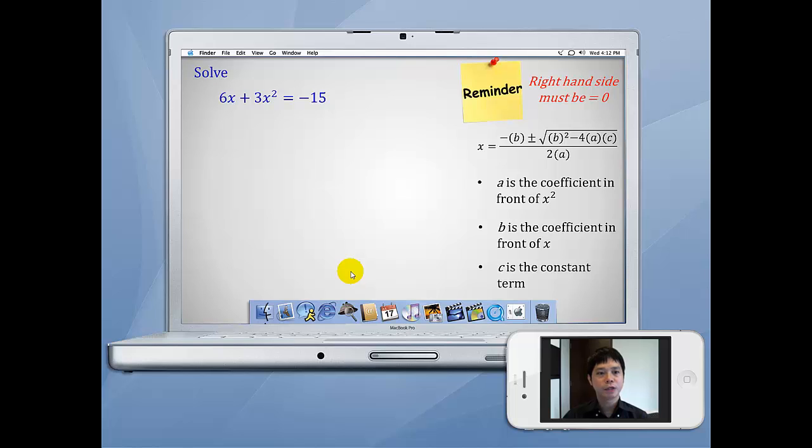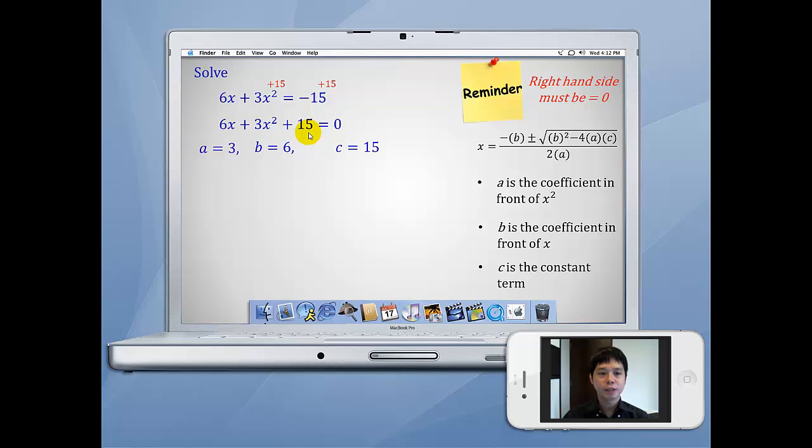Let's look at another example. 6x plus 3x squared equals negative 15. So what must we do now? Yes, we will either make the left hand side or the right hand side equal to 0. In this case, because there's only one term on the right hand side, we will add 15 on the right hand side and add 15 on the left hand side, so that our right hand side equals 0. Do you know what is the value of a here? Yes, a equals 3. What about b? b equals 6, and hence c equals 15.